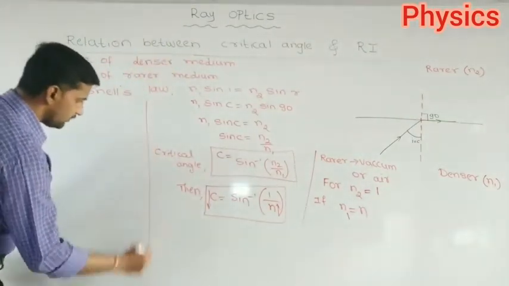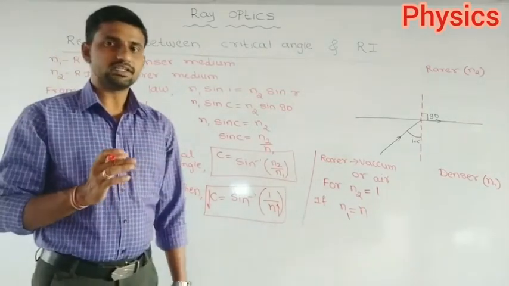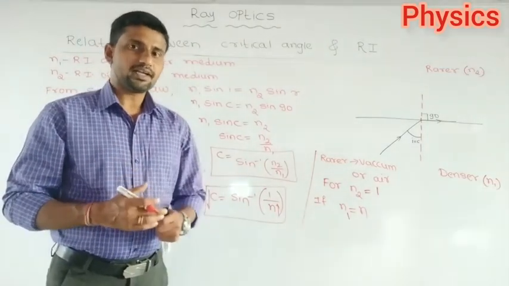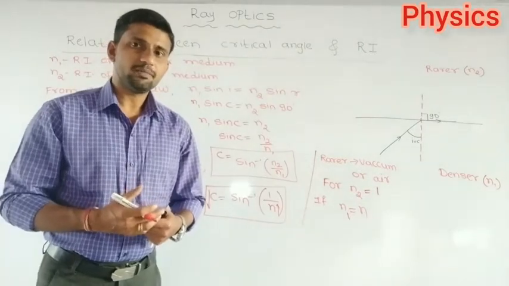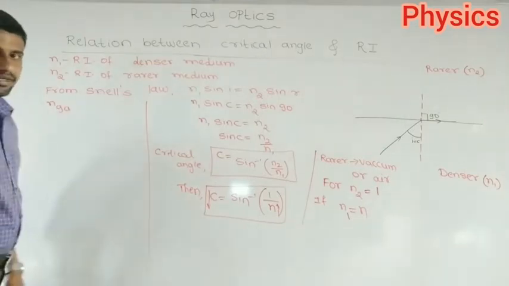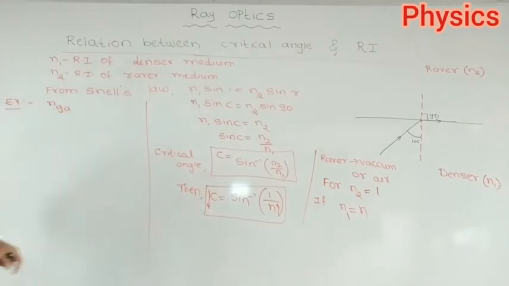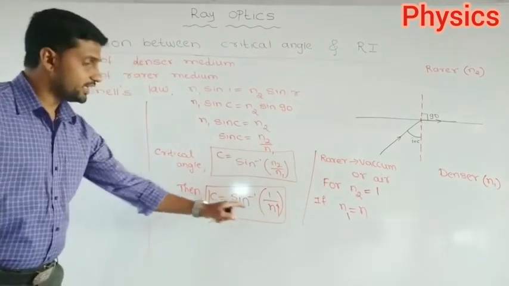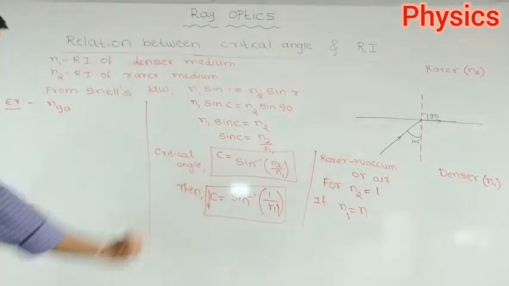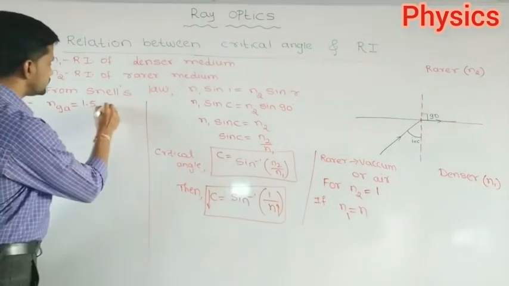Suppose I take two mediums, that is glass medium and air medium. We know that the refractive index of glass medium with respect to air medium, which I am writing as NGA, is 1.5. This is just an example to observe how it is interrelated. So the refractive index of glass with respect to air is 1.5, which I can write as 3 by 2.